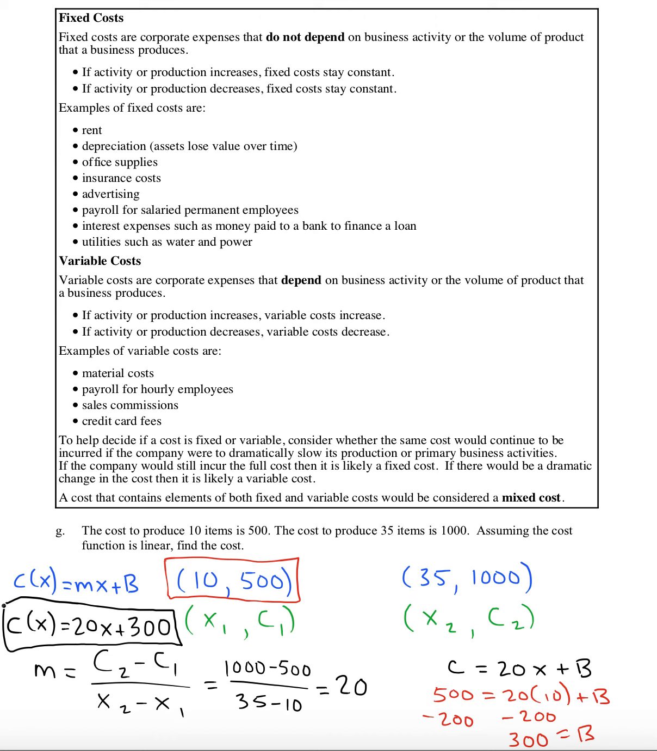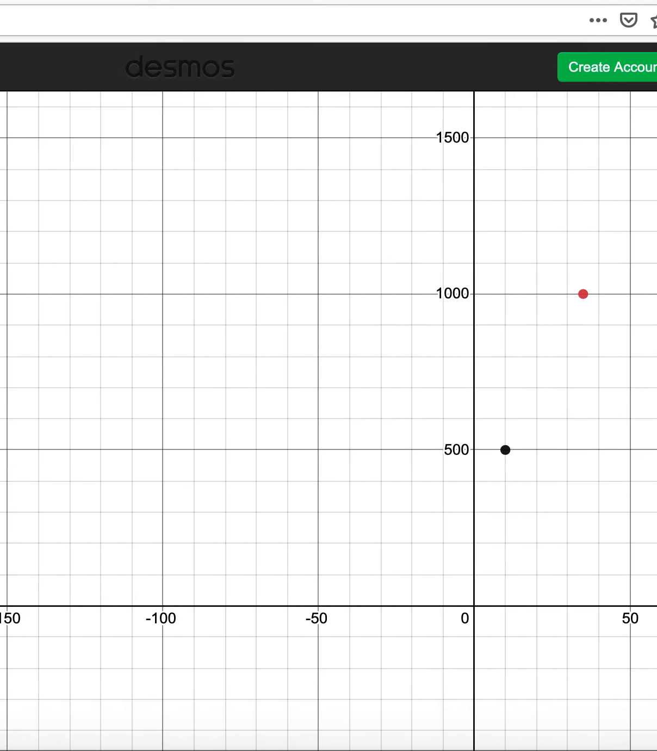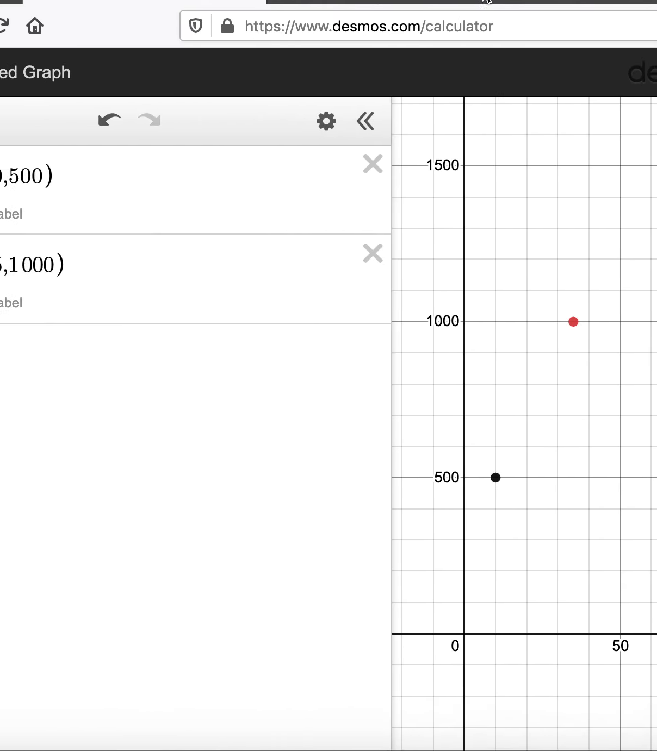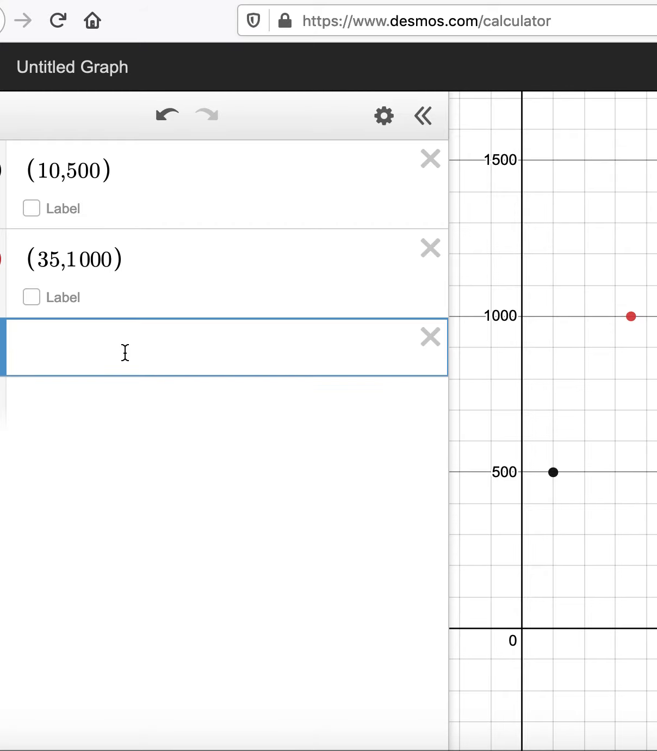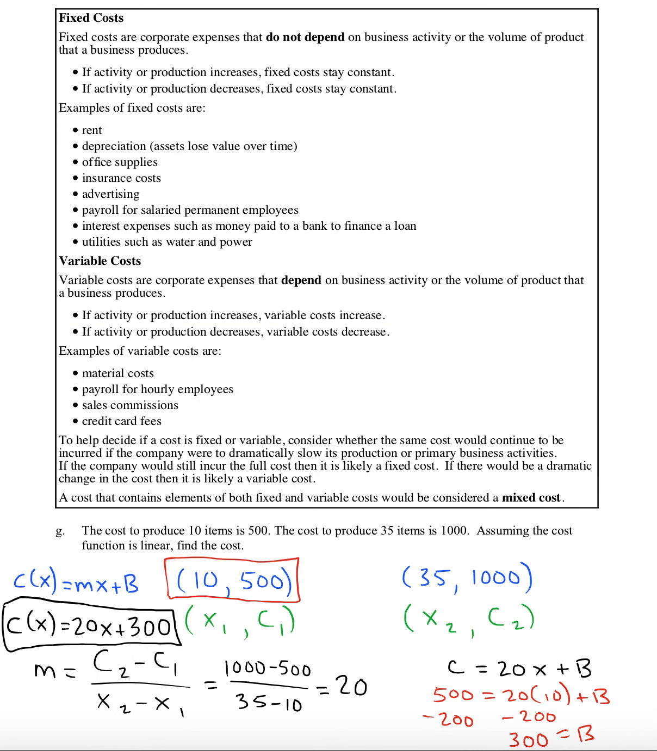Now, in order to verify that this is right, we can just go back to Desmos here. And let's just type that equation in. Okay. C equals 20x plus 300. Nice. It worked. So the whole goal was just to find a linear equation that really did go through those 2 points. And now we could use that linear equation to predict the cost of manufacturing other amounts of items, for example.